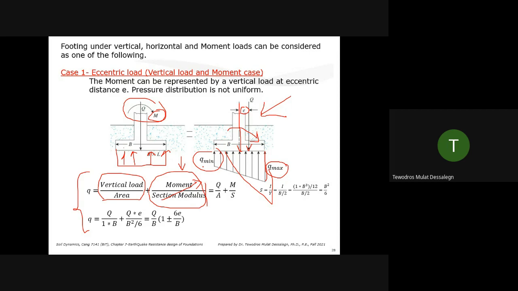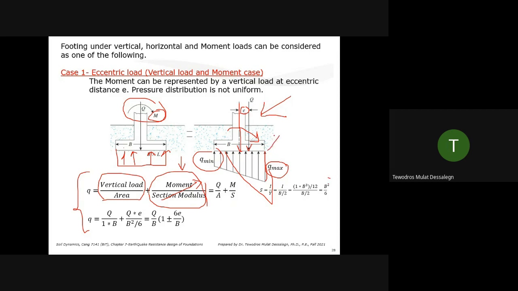But when seismic comes, that's not the case. Even if it is like that for a static case, now you have eccentric loading because of lateral shaking. You have additional moment acting. So Q by A plus or minus M by S, where S is the section modulus.